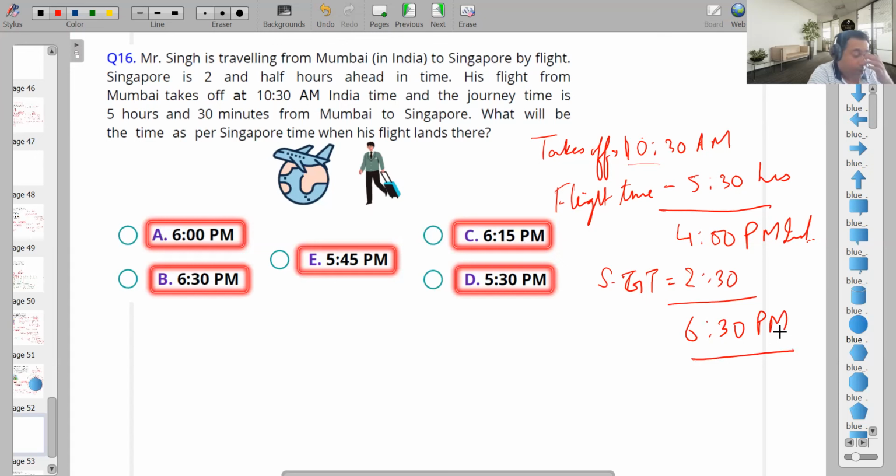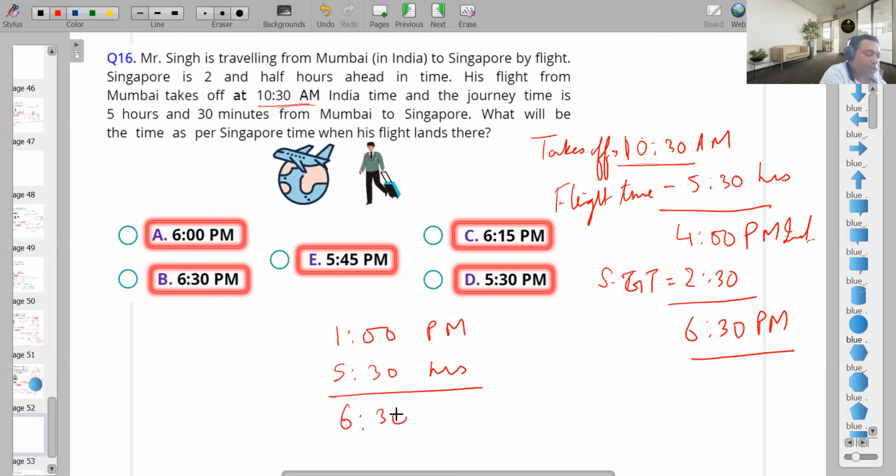Okay. Second way to calculate this is that we convert the starting time itself to Singapore time. So starting time in that case will be 1 p.m., because when you add 10:30 plus 2:30 hours, 1 p.m. is the start as per Singapore time, and he takes 5.5 hours. If you add it up, you'll again get 6:30 p.m. Singapore time. Therefore, the correct answer is option B, which is 6:30 p.m. Singapore time. All right. So let's move to the next question.